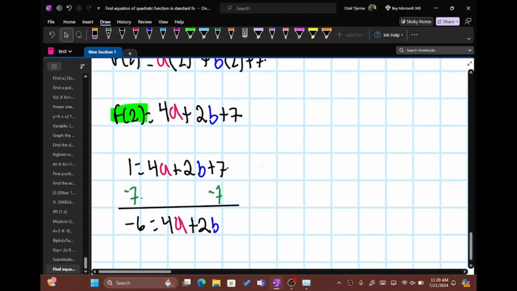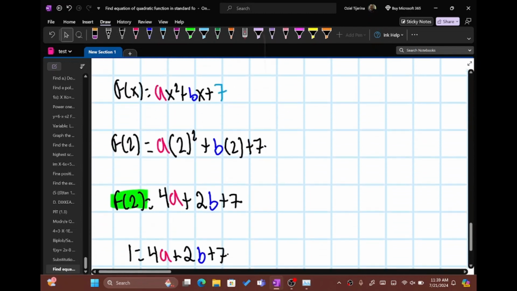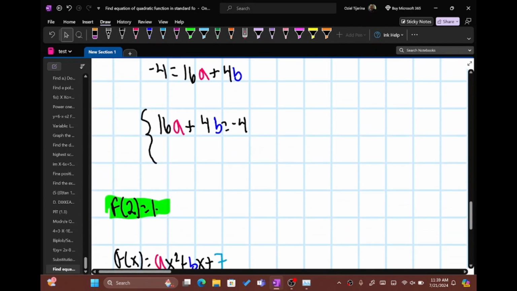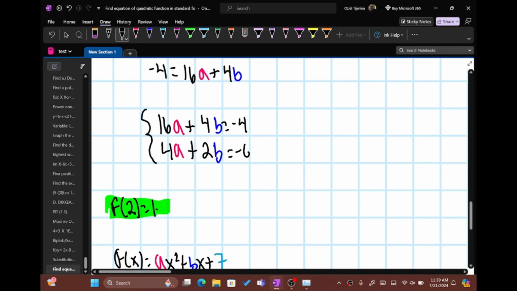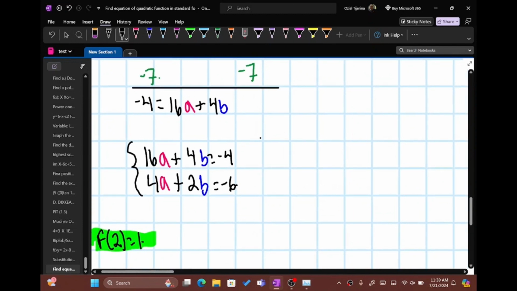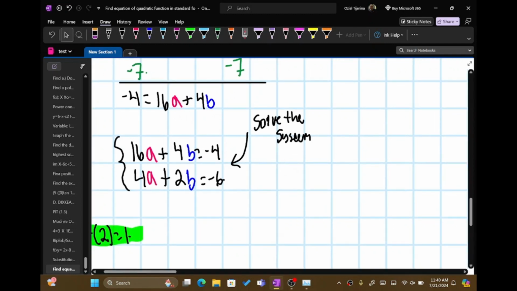And now just put this into the other. So now it's 4a plus 2b equals negative 6. So we just put it right here. 4a plus 2b is equal to negative 6. Now you want to solve the system. You can do it by substitution or elimination. It doesn't matter. I'll do it by elimination just because it's easier.